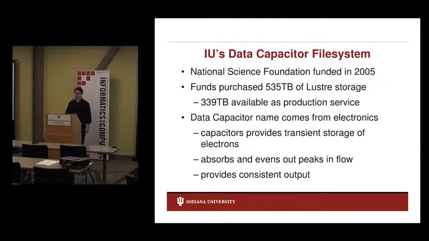So the name data capacitor comes from the idea of a capacitor in electronics. A capacitor in electronics is a basic building block, and it provides a storage of electrons and evens out the flow of electrons. So one side coming into it can be intermittent or slow or fast, it doesn't matter, but the output of it is always reliable and consistent. So it's kind of the same idea, and we're using that as a model for this central file system. The data can come in from anywhere, but when you're actually using it, it's reliable and consistent and fast.